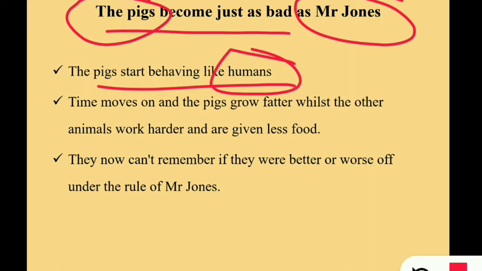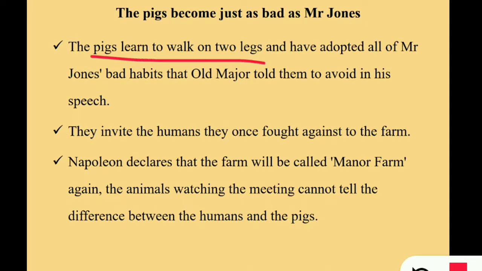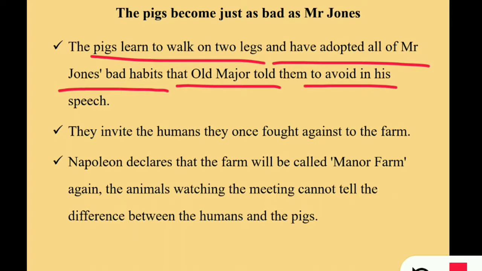They are self-centered. Time moves on and the pigs grow fatter, whilst the other animals work harder and are given less food. They now can't remember if they were better or worse off under the rule of Mr. Jones. They started comparing in their minds that the pigs have learned to walk on two legs and have adopted all of Mr. Jones' bad habits. And Old Major told them to avoid this in his speech.